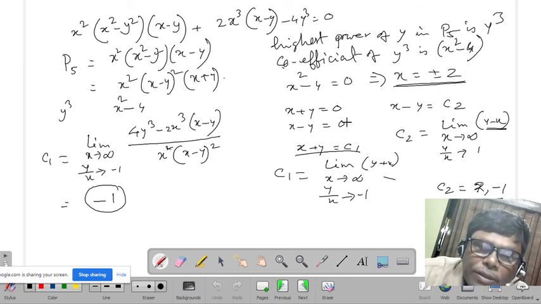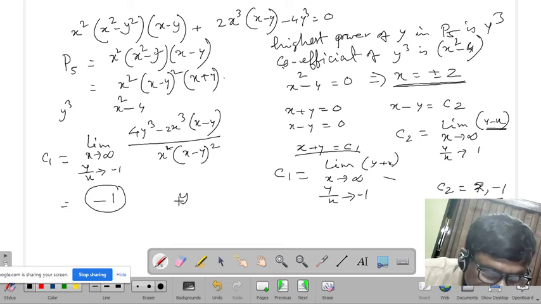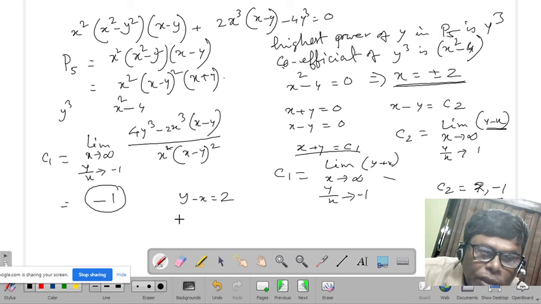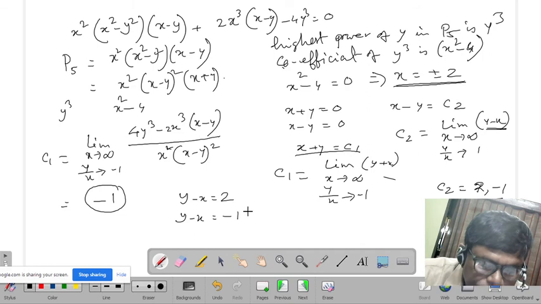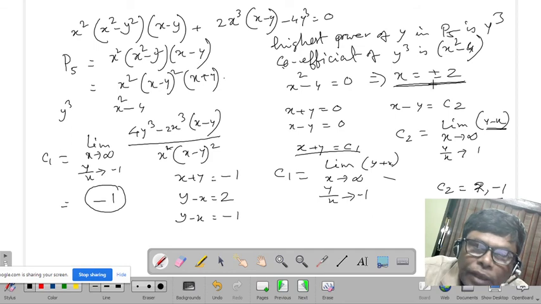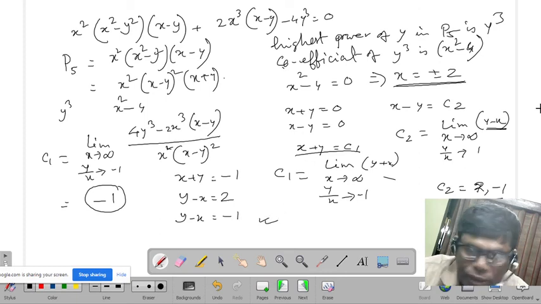Another equation is y minus x equals 2 and y minus x equals minus 1. And x plus y equals minus 1. So these are 3, 4, 5. Five asymptotes. So these are our asymptotes.